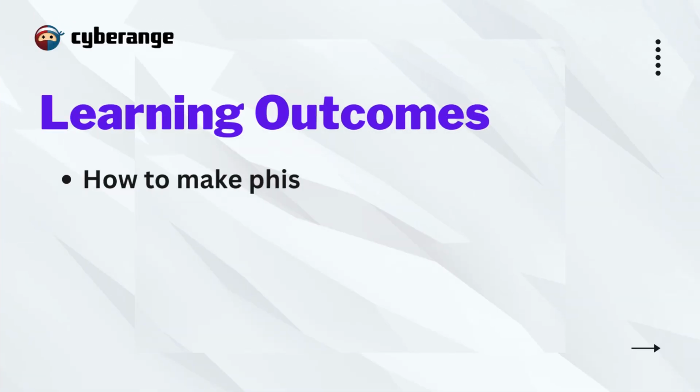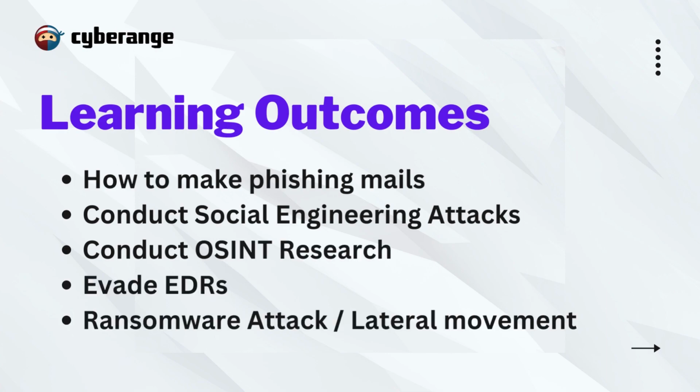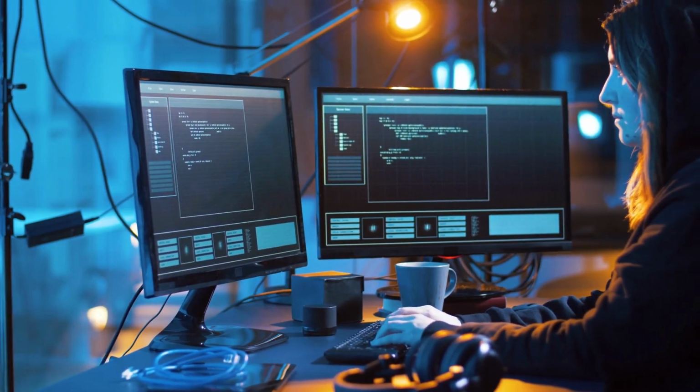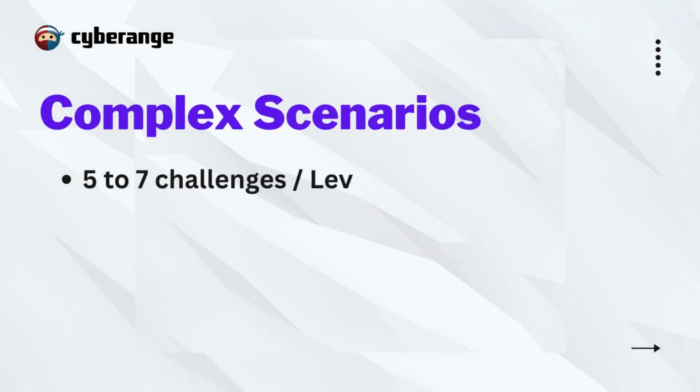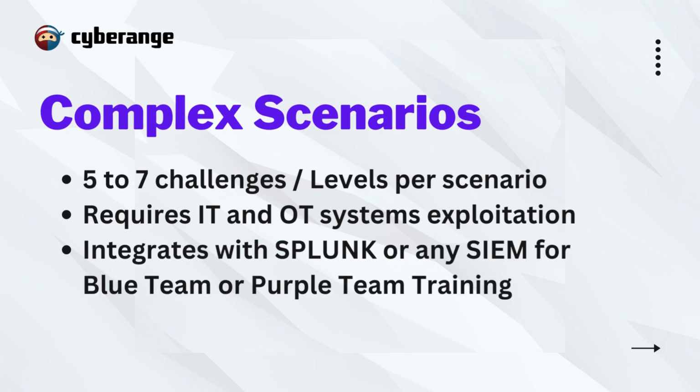So what are the outcomes of this activity? Participants learn many skills, such as how to create phishing mails, conduct social engineering attacks, conduct open-source intelligence against a target, evade local endpoint detection systems, execute a ransomware attack, or even do lateral movement to find interesting systems. Finally, the candidates learn how they can impact the critical sector, remotely, causing immense economic and reputation damage. Every scenario typically has 5 to 7 additional levels of hacking challenges before they can reach the OT systems. The skills require that candidates exploit a combination of IT and OT systems to meet their objectives.